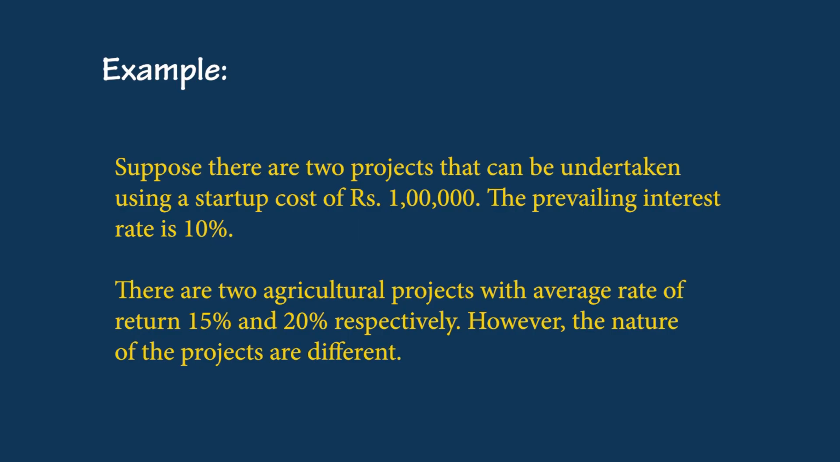Now, how can we justify excessive risk taking? To find it, let us start with an example. Suppose there are two projects, both of which have a startup cost of rupees say 1 lakh. The prevailing interest rate is 10%. So, they have to repay rupees 1 lakh 10,000. There are two agricultural projects, one with an average rate of return of 15% and the second with an average rate of return of 20%.